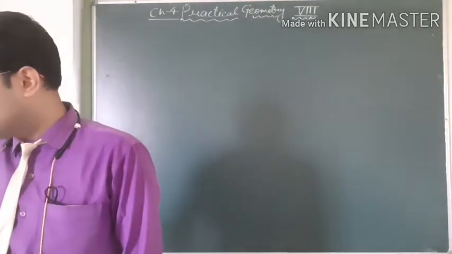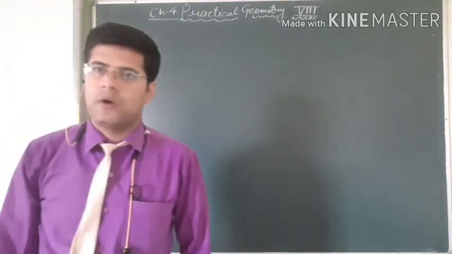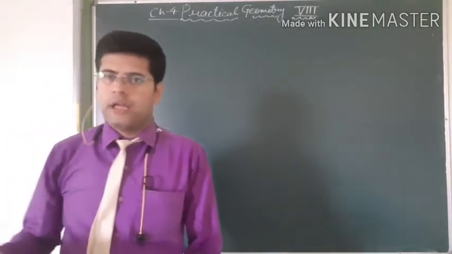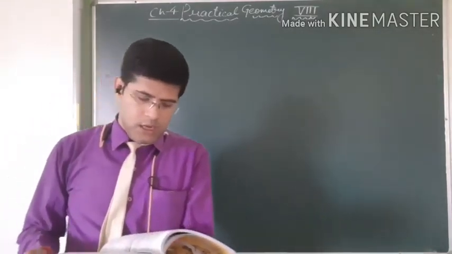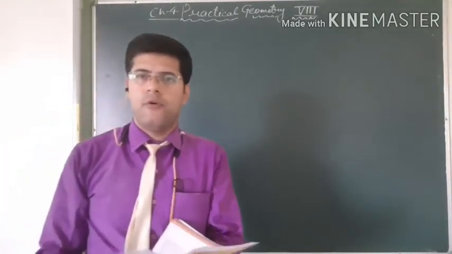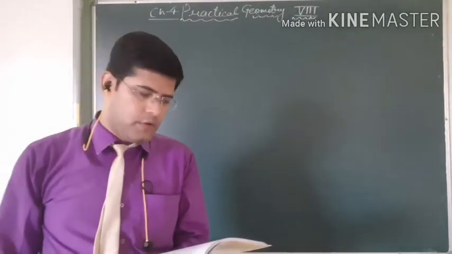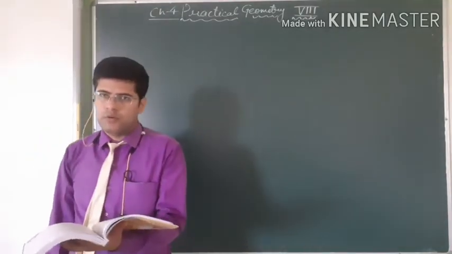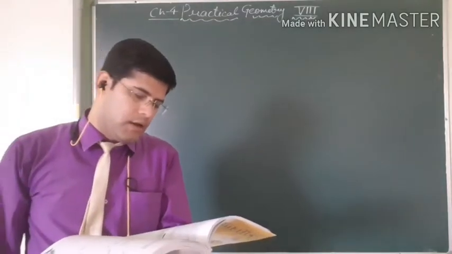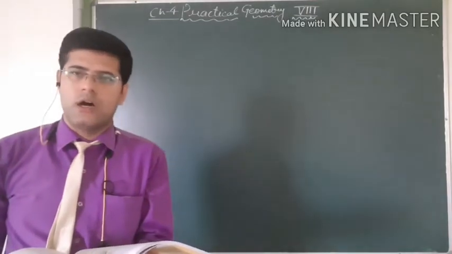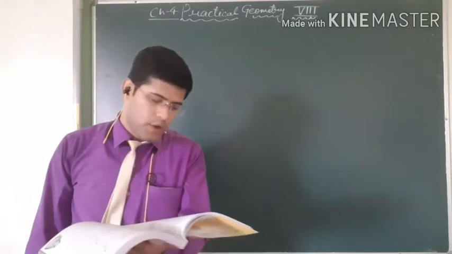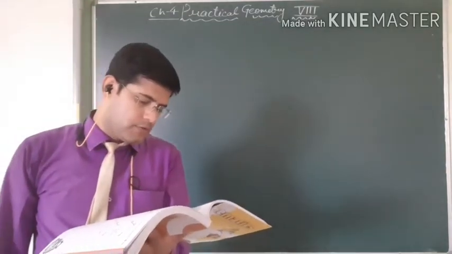Page number 58. Students, on page number 58 there are some rules for constructing a quadrilateral, and the rule is mentioned as 4.2. So in your book, on page number 58, we have to learn how we construct a quadrilateral. That rule is referred to as 4.2. Here are some points.